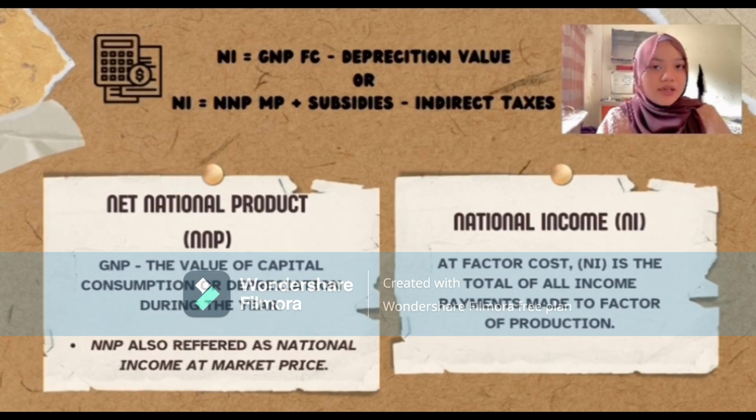Net national product (NNP) is GNP minus the value of capital consumption or depreciation during the year. NNP is also referred to as national income at market price. National income at factor cost is the total of all income payments made to factors of production. So the formula is national income equals GNP at factor cost minus depreciation value, or national income equals NNP at market price plus subsidies minus indirect taxes.